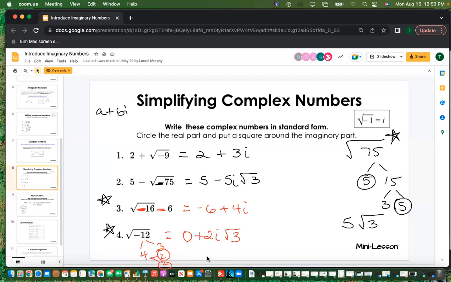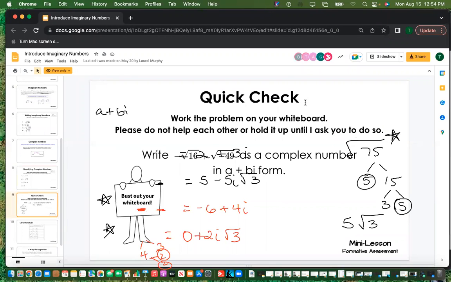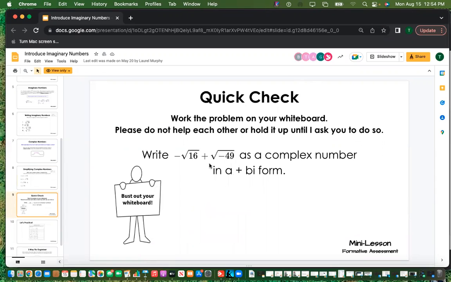How many of y'all got that right? Okay. Great. So let's do a quick check. What you're going to do is simplify this and write it in standard form. Are y'all good? So you're going to rewrite this in standard form. Go ahead and take a second. I'm going to give you about 2 minutes and then we're going to go over it.